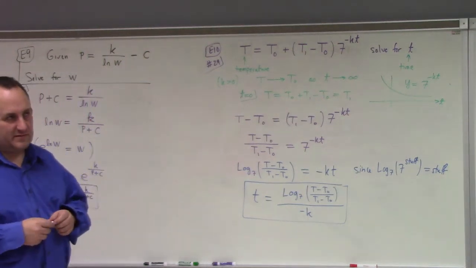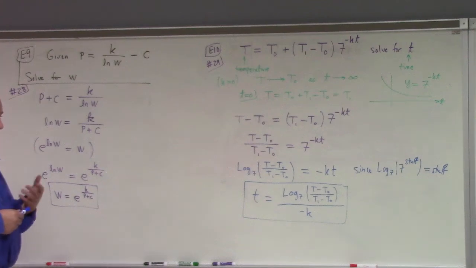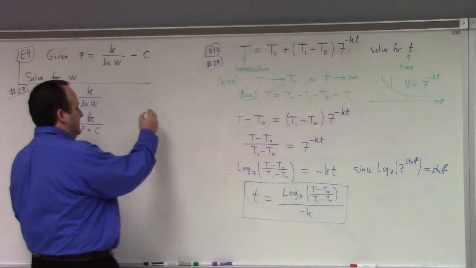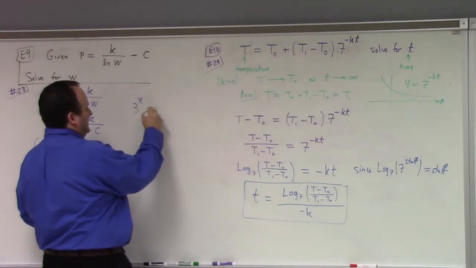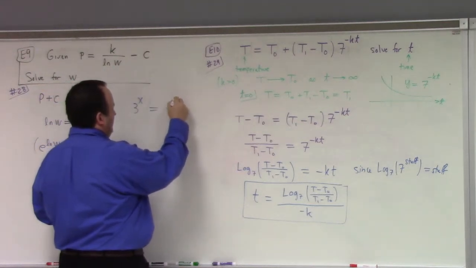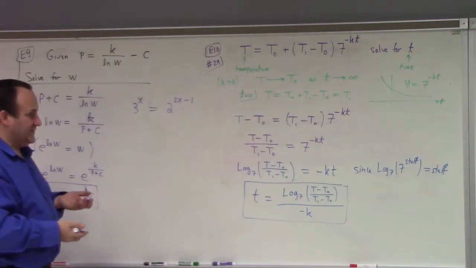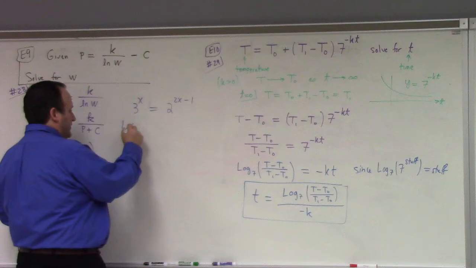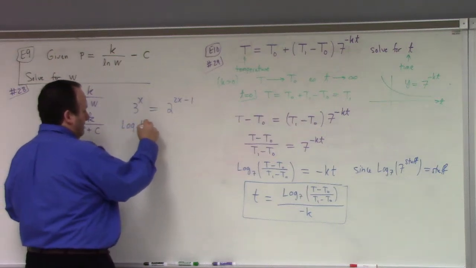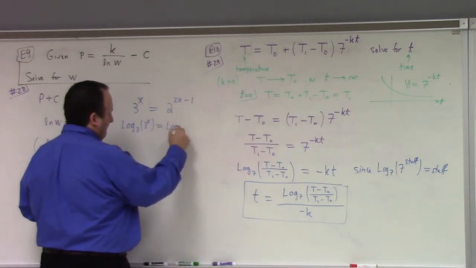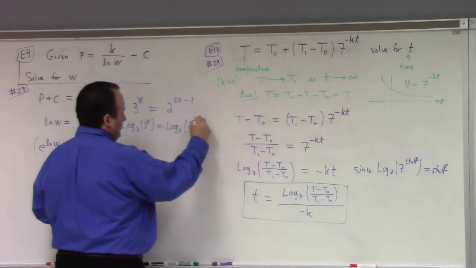But it's really a matter of taste. You wouldn't be wrong. I wouldn't count your problem wrong if, for example, I had 3 to the x equals 2 to the 2x minus 1. I might take the natural log of this. If you took log base 3 of it, you wouldn't be wrong, as long as you do the steps right.